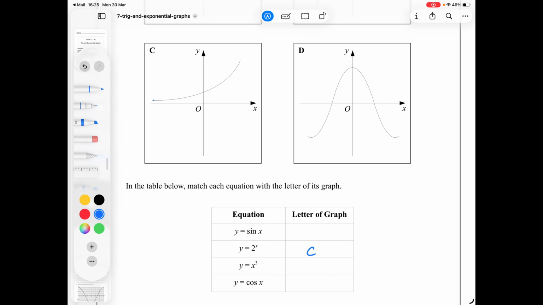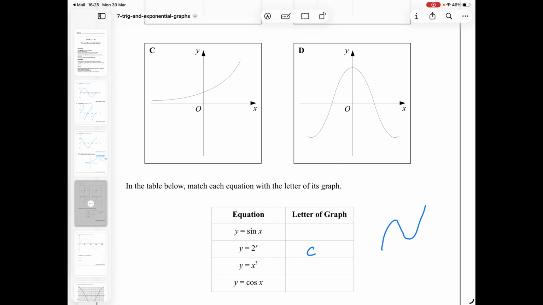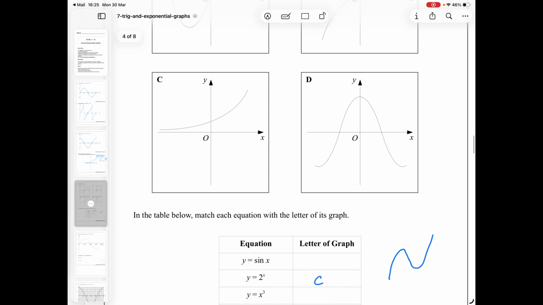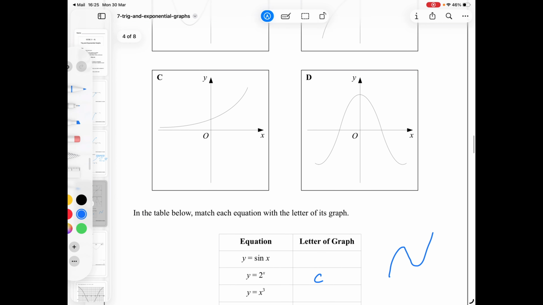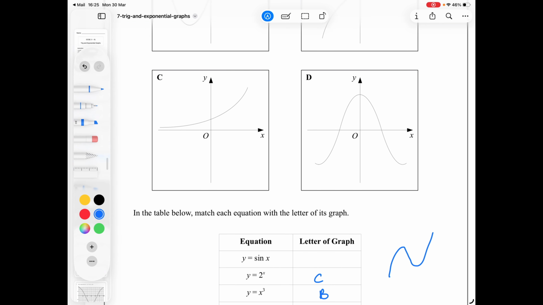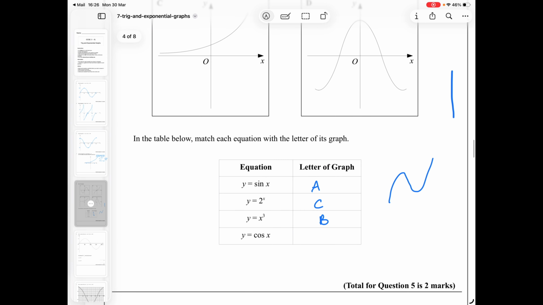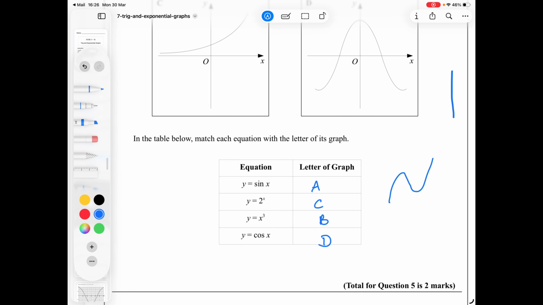So this one, as it goes up, never touches the x-axis. Now, y equals x to the power 3 looks something like that, so it's going to be this one here. So B is that one. And sine x, we know that's going to go through there, so it must be A, and then D must be cos x. And that's how you do this. And that's that.